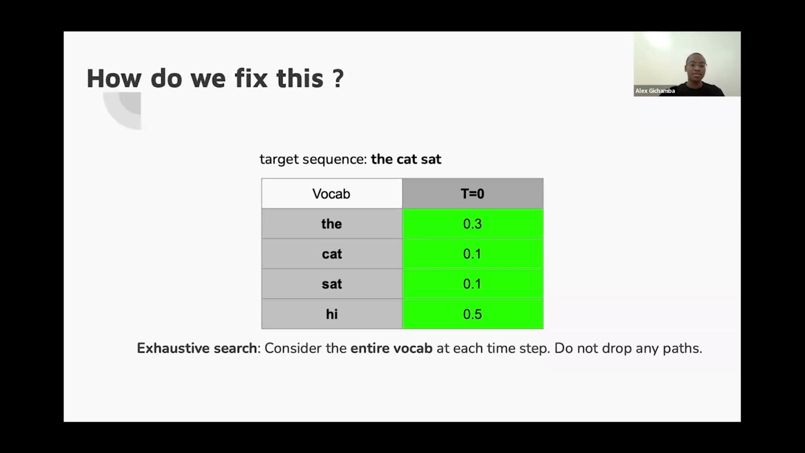So how do we fix this? One way is exhaustive search, which means that at each step you're considering everything, the entire vocabulary at each time step. You do not drop any paths as you decode. But this gets really expensive really quickly, because if your vocab is bigger than this, you'll be doing a lot of computations at each time step. So beam search is a trade-off in between the two.